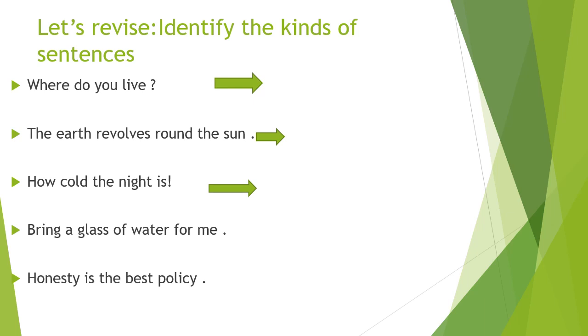Fourth one, bring a glass of water for me. It's a request. So it will be, yes, it will be an imperative sentence. And the last one is, honesty is the best policy. It is a declaration. It tells you something about honesty. So what will be its kind? Yes, it will be an assertive sentence.